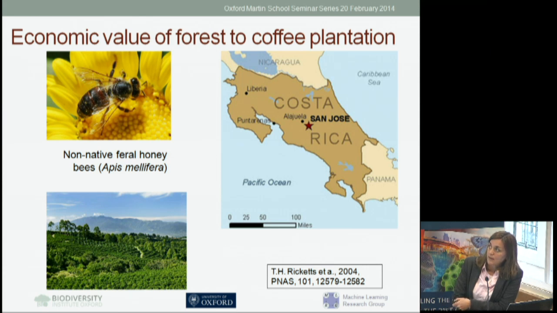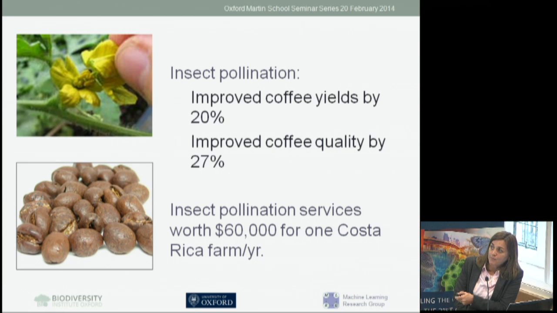On a very local scale, when they calculated the importance of pollinators on this landscape for smallholder farmers in Costa Rica, what they found was, in fact, that by having your bees and maintaining your bees on that landscape, it improved your coffee by 20%. And actually, these services, you could value them around $60,000 for one Costa Rica farm a year, and that's a smallholders.